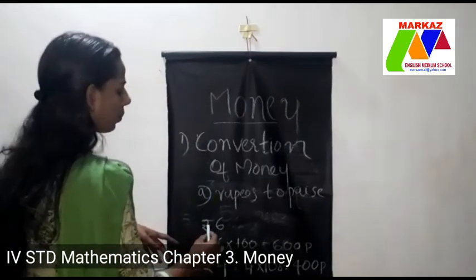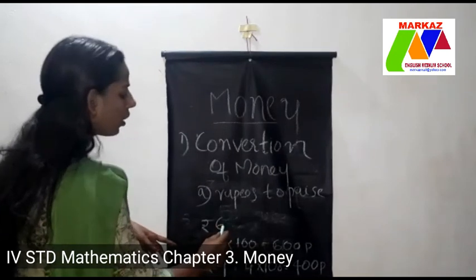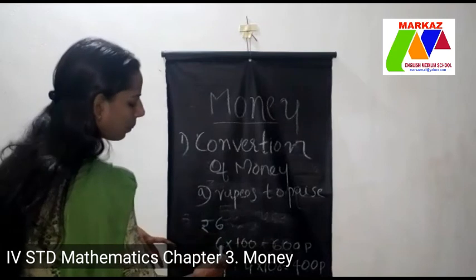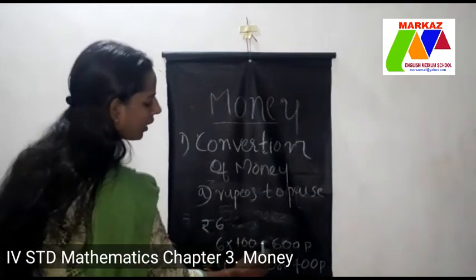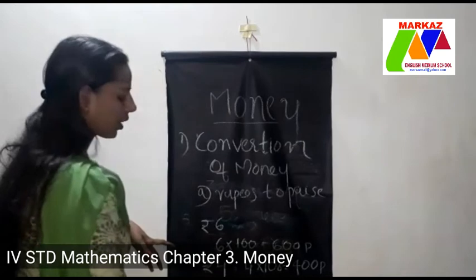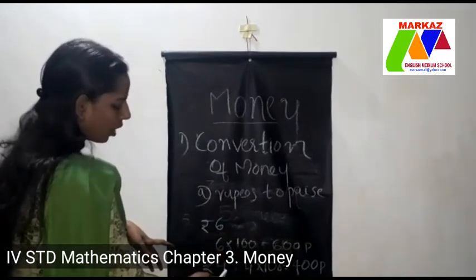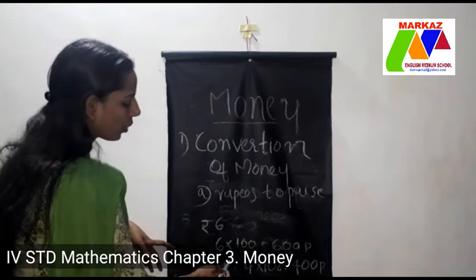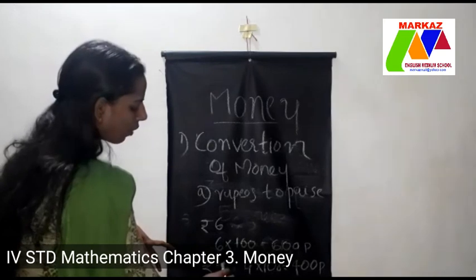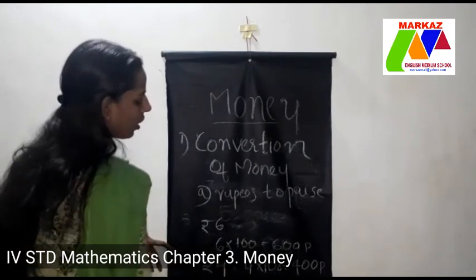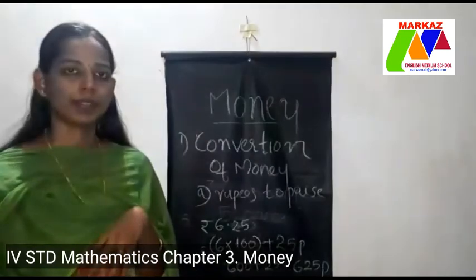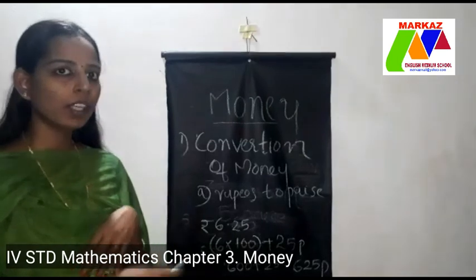Look at this here, rupees 6. In order to convert this 6 rupees into paise, what do we have to do? We have to multiply the 6 by 100. So we get 600 paise. So rupees 6 is equal to 600 paise. And the next one, rupees 4. In order to convert this 4 rupees into paise, what do we have to do? We have to multiply it by 100. So 4 into 100 is equal to 400 paise. Okay students, look at this example here.